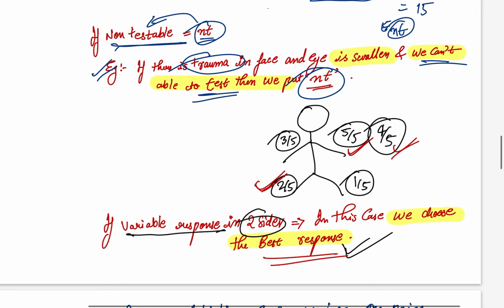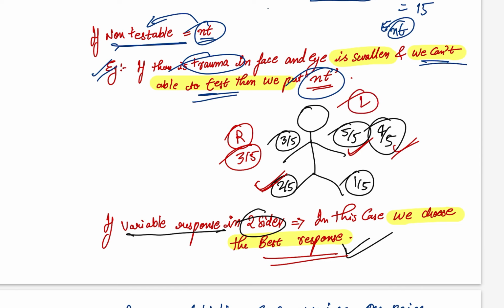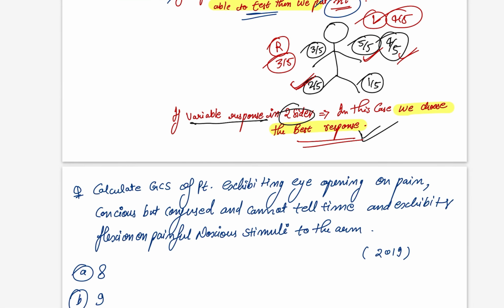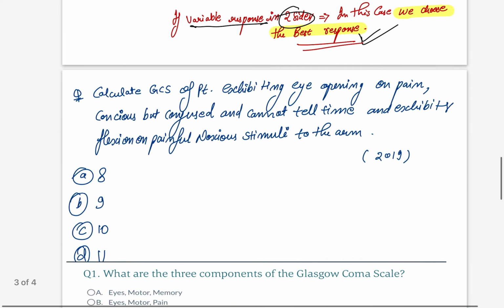Sometimes they are giving it like that: in the right arm there is a 3 by 5 muscle activity, or movement of the muscles, and in the left arm, or left side, it is a 4 by 5. So don't be confused, take the most appropriate or the best response in that condition, right? Now we have to solve some questions to know whether we know this topic very well or not. So let's examine our knowledge, whatever we learned till now.